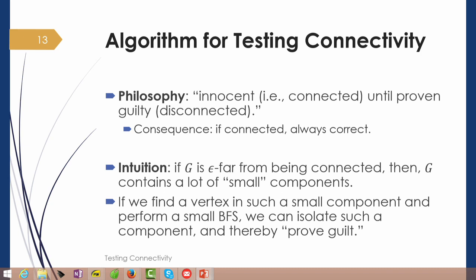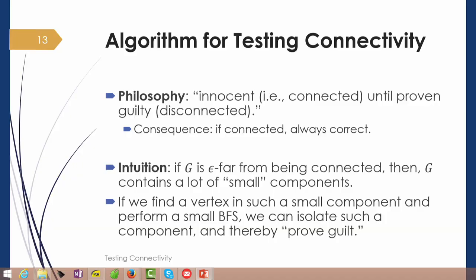Now, if we land on such a small component, then we should be able to find evidence for this graph being disconnected, because a very small BFS should tell us whether we are in a small component or a large component. And if we are lucky enough to land in a small component and we perform the small BFS, we should be able to prove the guilt, meaning we have been able to prove that the graph is disconnected. And this is the main intuition. So let us look at the algorithm in greater detail.